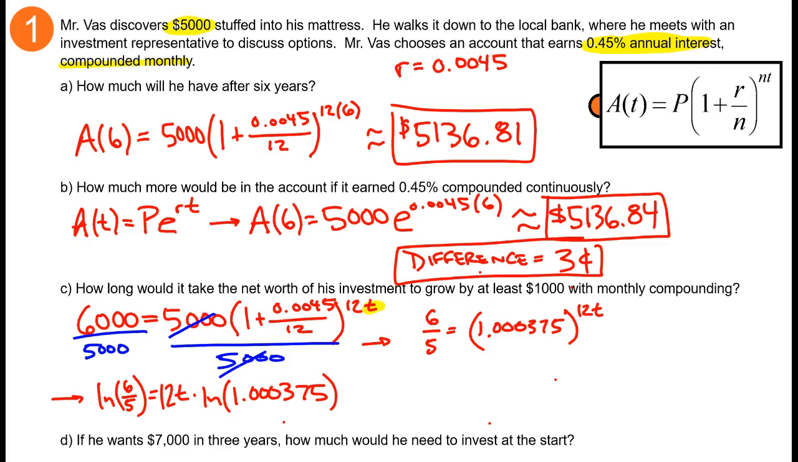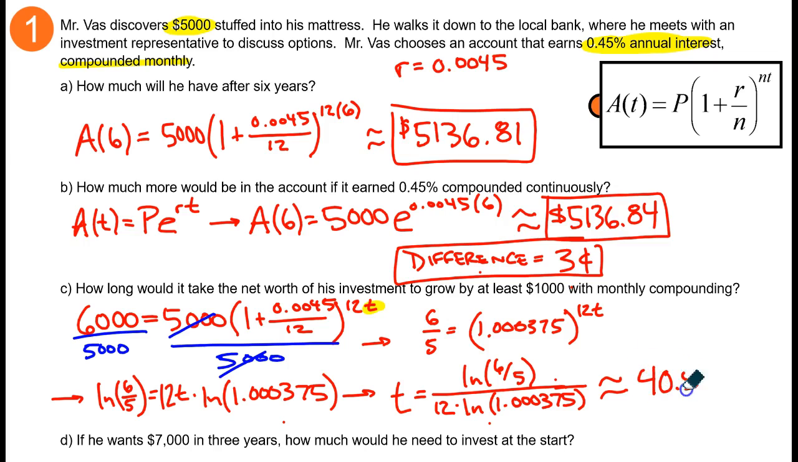So what is that going to look like? It's going to look like this. T equals the ln of 6/5 divided by 12 times the natural log of 1.000375. And after you plug that into your calculator, you're going to get an answer of about 40.5 years. So based on this meager interest rate compounded monthly, if you want your money to grow by only $1,000, it's going to take a long time.